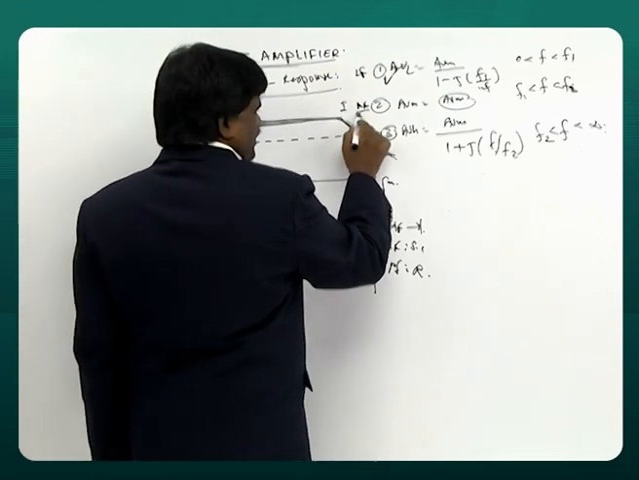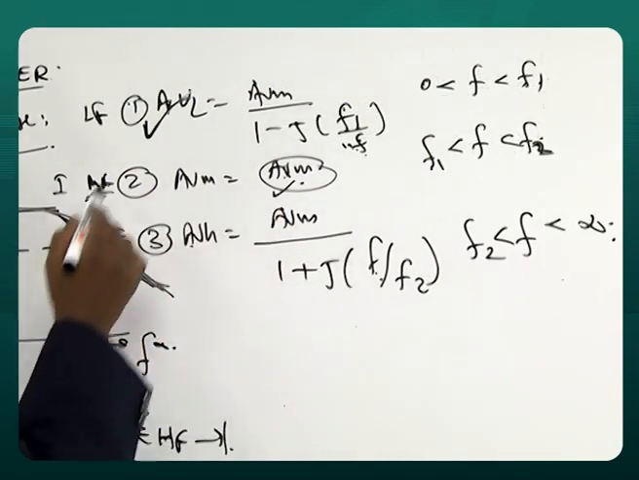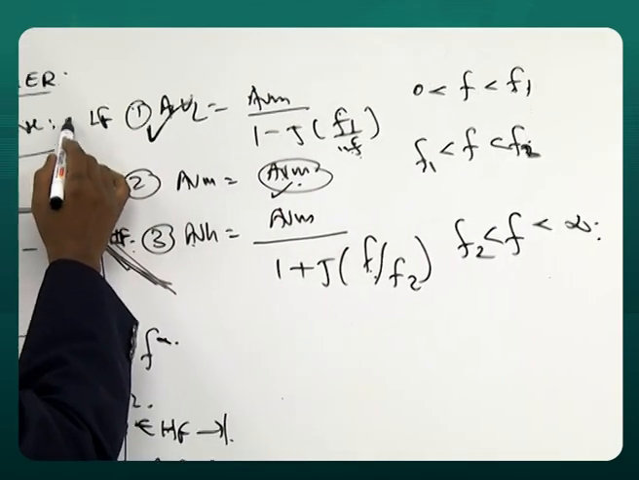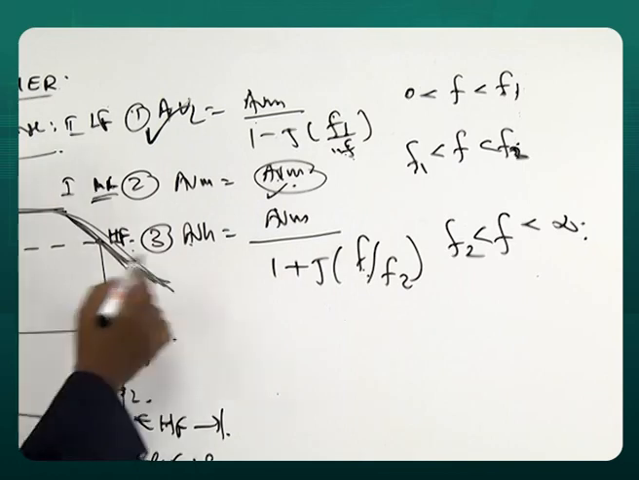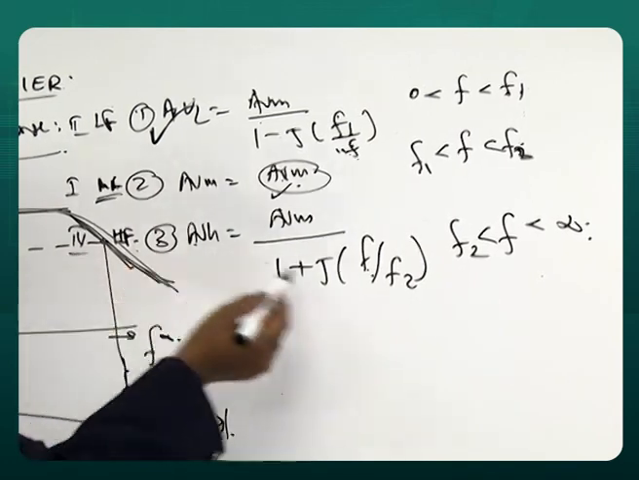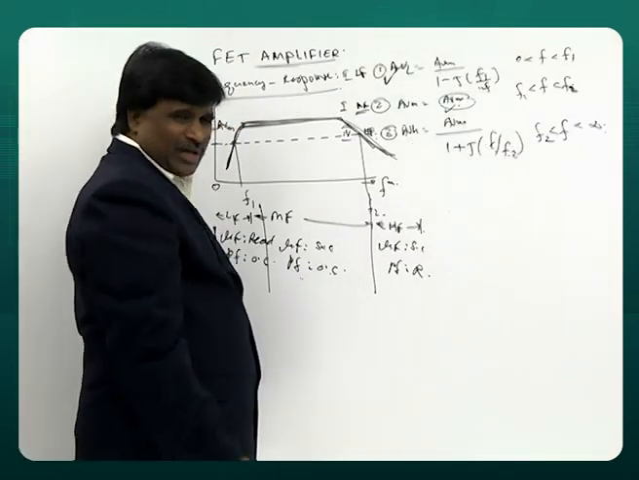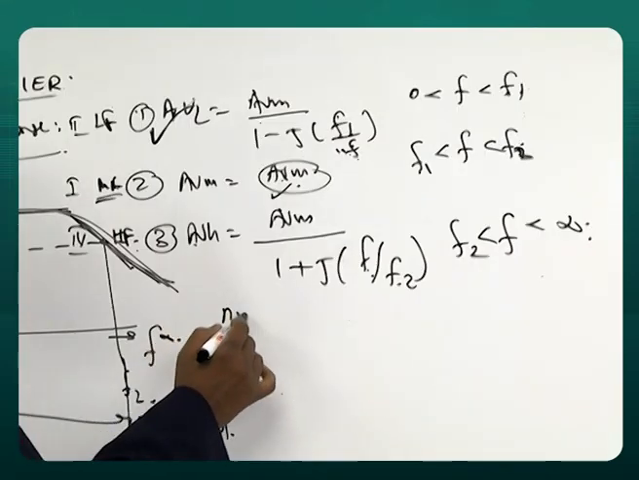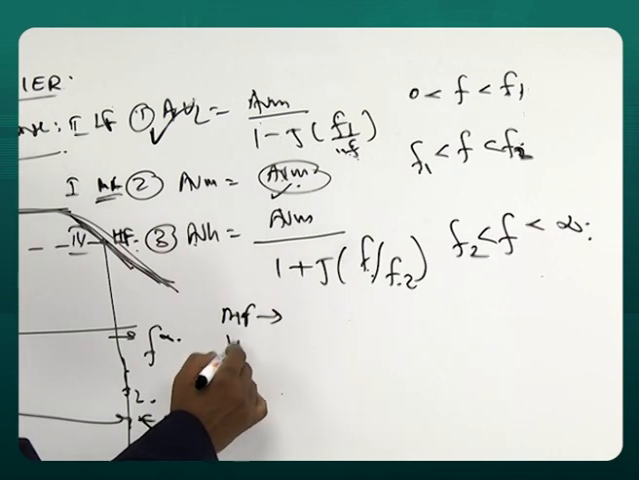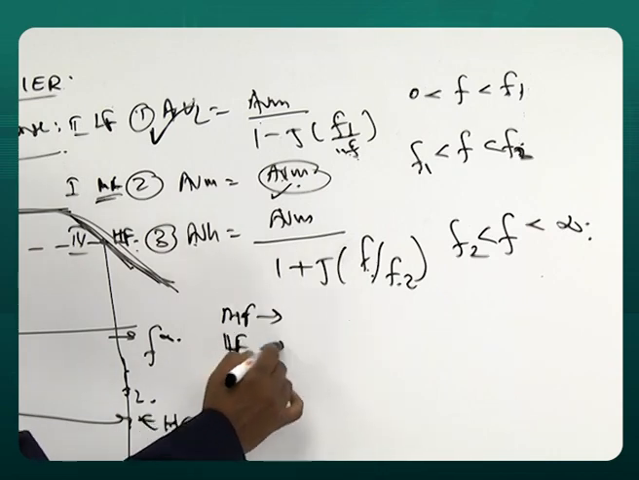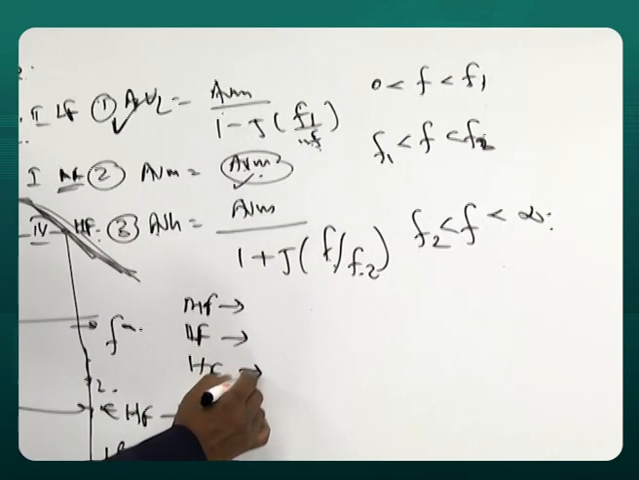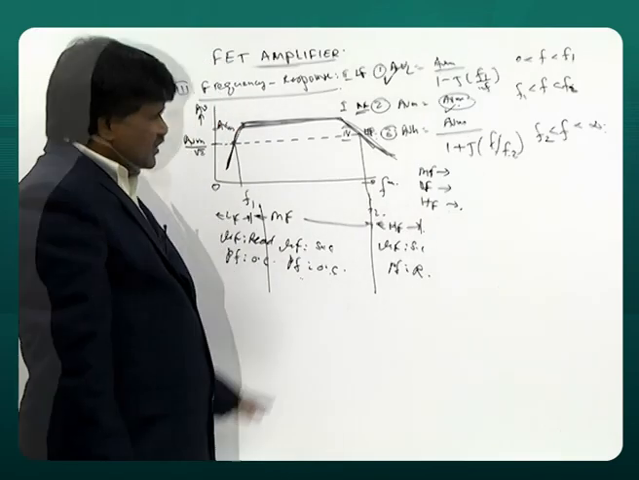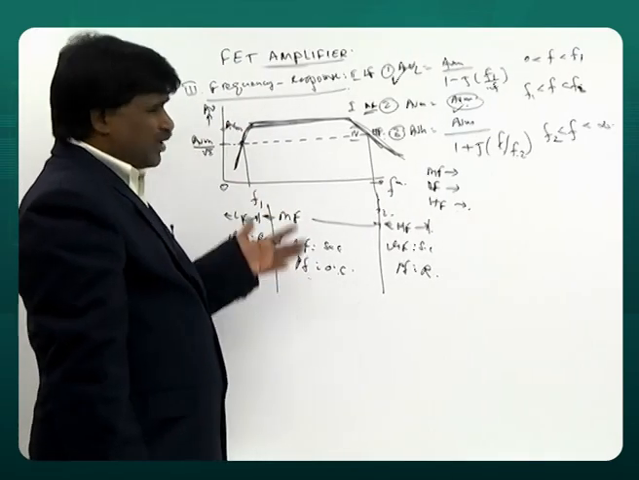Go to mid frequency, understand AVM, come to here, calculate F1. And come to here, calculate F2. So our approach is going to be so simple. First I'll start my story with the mid frequency, then I'll go to low frequency, then I'll come to high frequency. So these are the three things. That's how we are going to go.